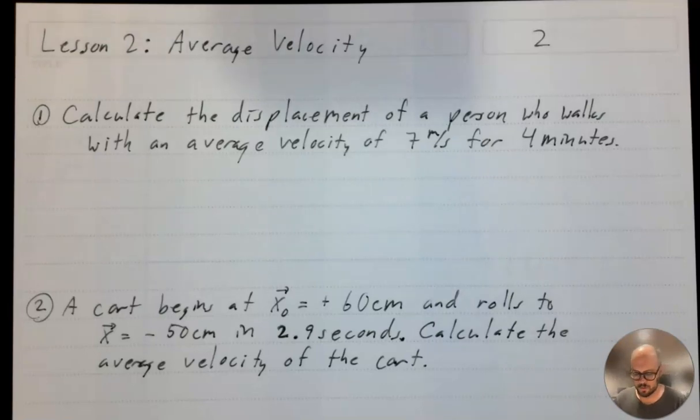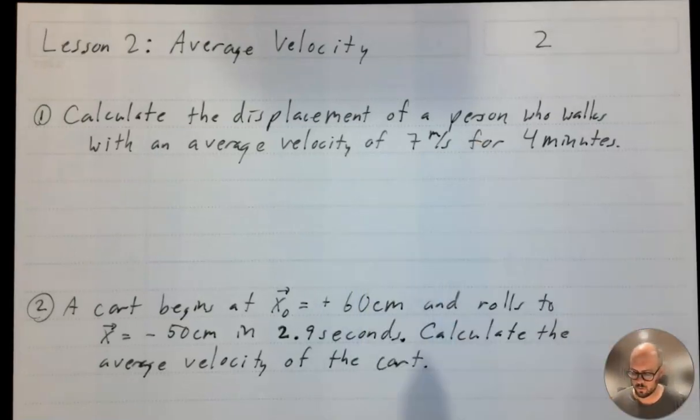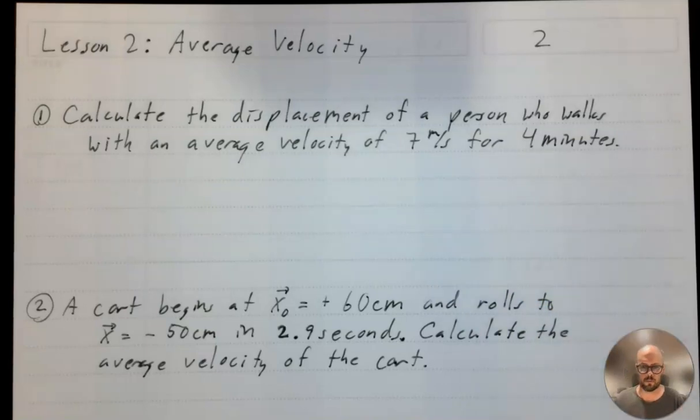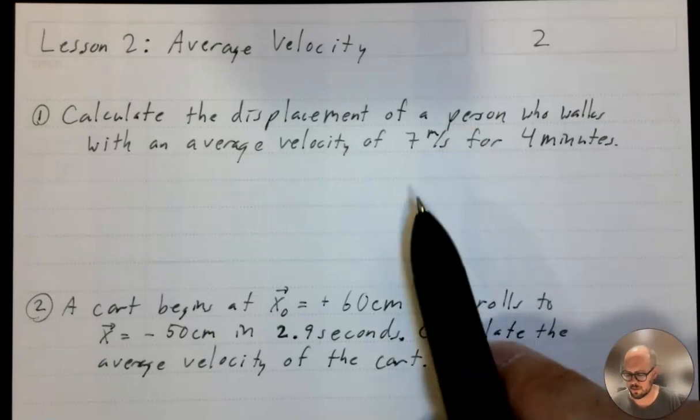All right, folks, we're going to jump in with some practice problems for velocity. First up, we have: calculate the displacement of a person who walks with an average velocity of 7 meters per second for 4 minutes.